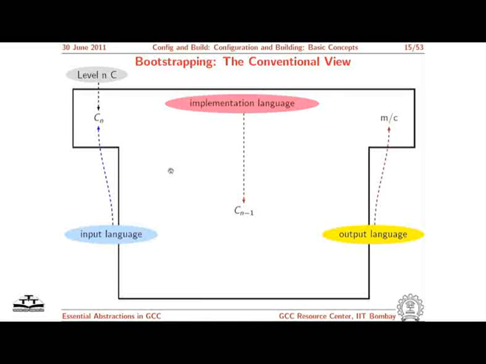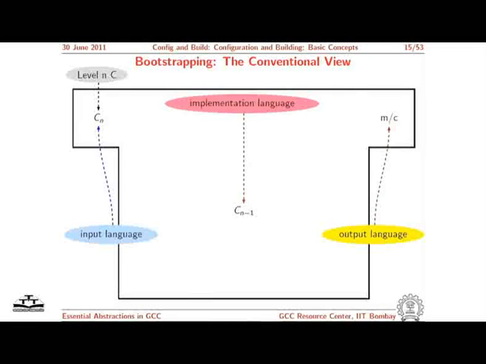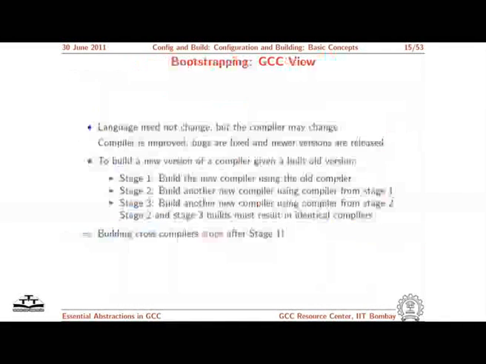I started off with machine language. I didn't have any other facility with me. I have bootstrapped my compiler without using any external facility. Now on my hardware, on my new processor, I have a C compiler. This is the conventional notion of bootstrapping. GCC uses the term bootstrapping in a very different way, and we need to understand that. So the GCC view of bootstrapping is something different.